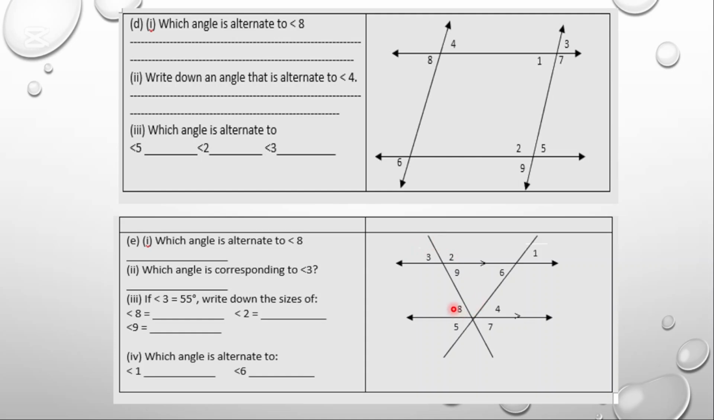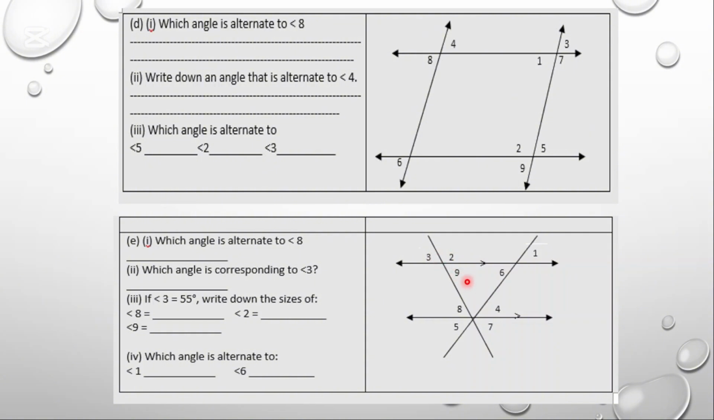And 2, what is the size of 2? If 3 is equal to 55, what is the size of 2? 3 and 2, do they form a pair? Yes. Supplementary adjacent angles. To get 2, you must deduct 55 from 180.